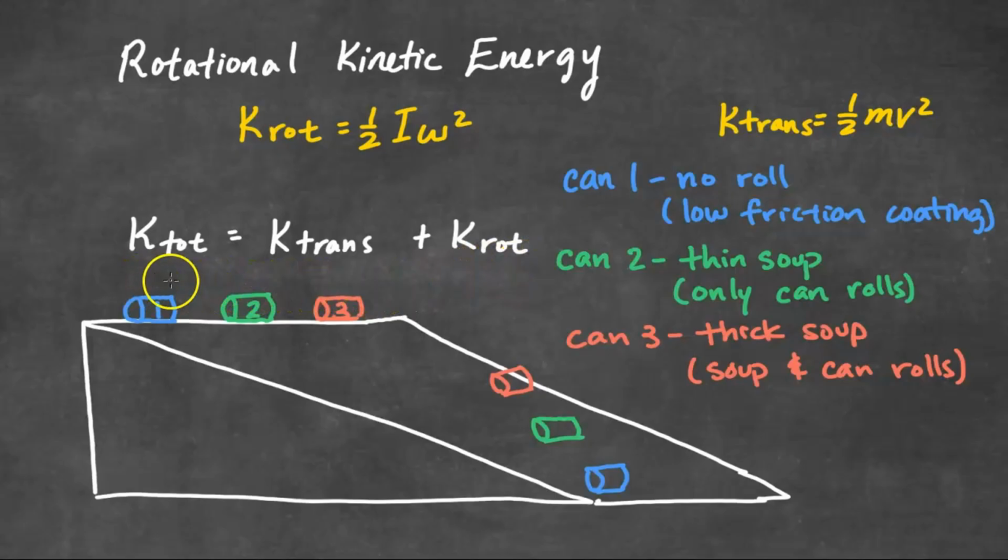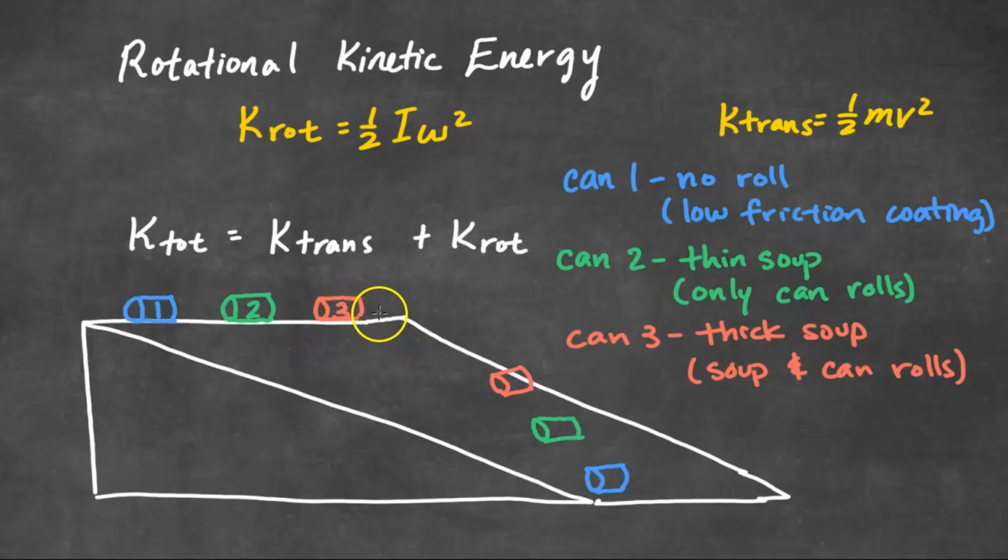Let's take a look at a soup can race. We have these 3 cans. Can number 1 has very low friction coating on it, so it's not going to roll. It's just going to slide down. Can number 2 has thin soup. Only the metal outside part of the can is going to be rotating. The soup is not rotating. And can number 3 is thick soup. So not only is the metal part of the can rotating, but also the soup is rotating.